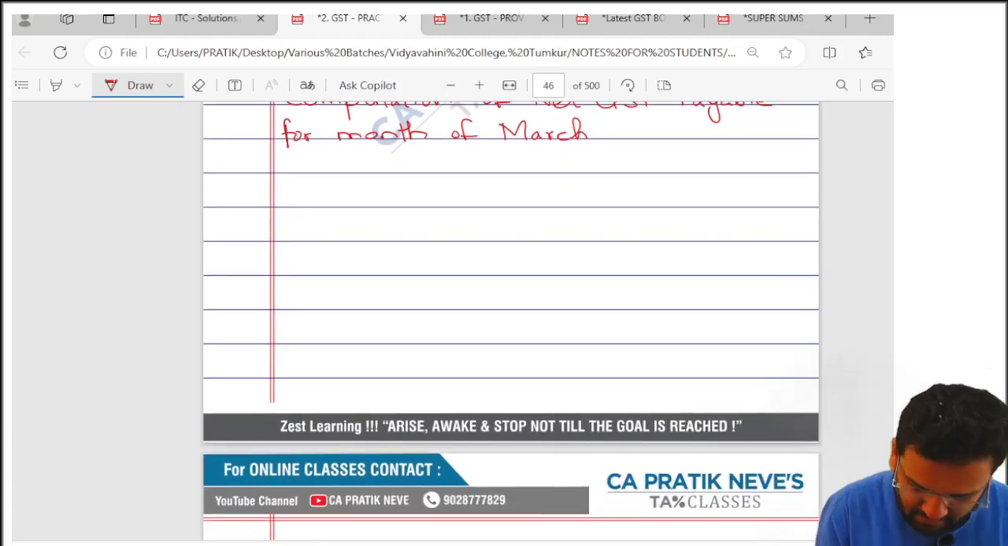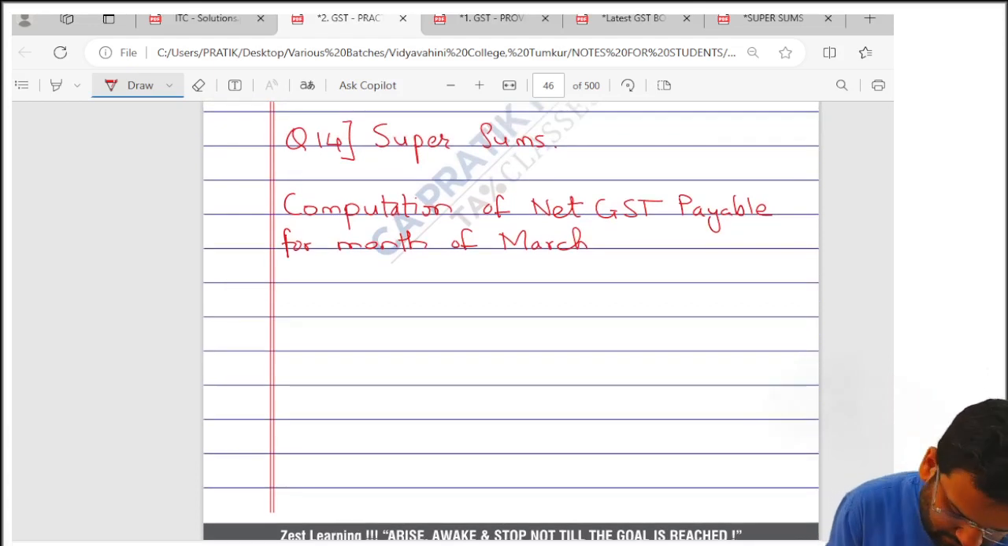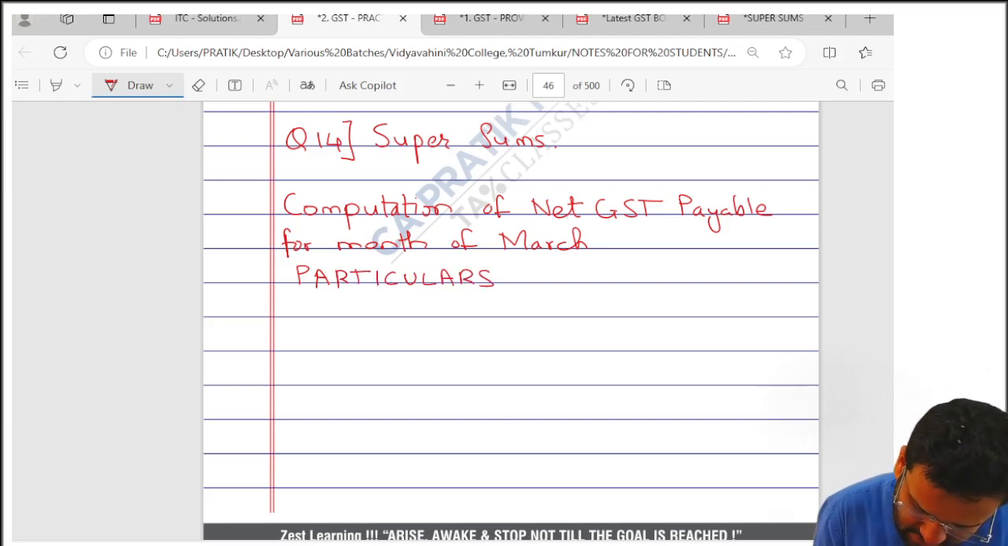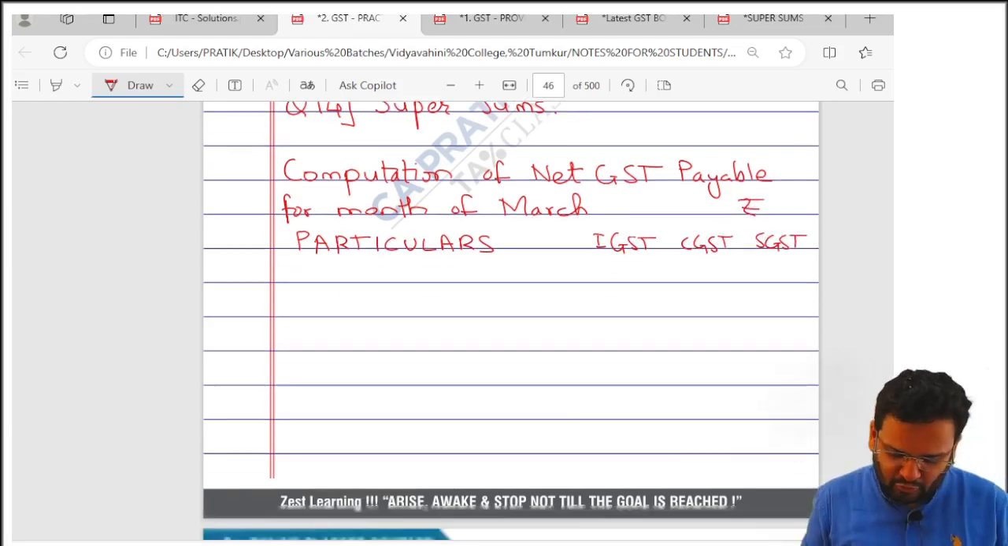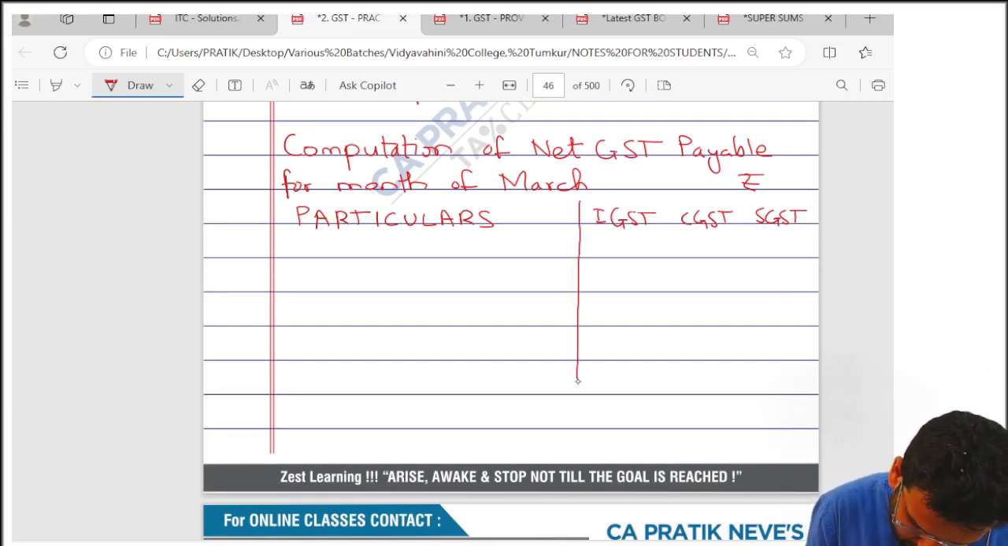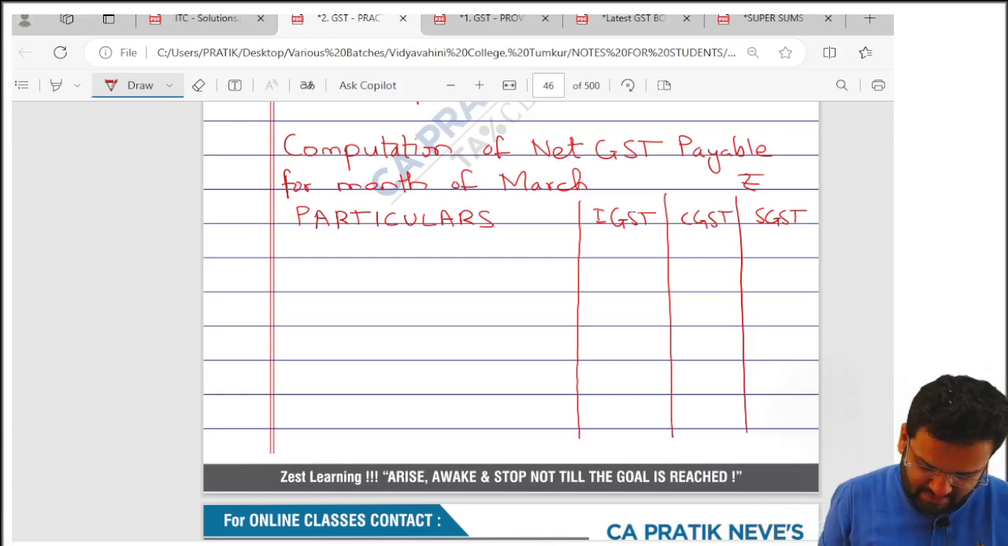Is any year given? Let it be. Particulars: IGST, CGST and SGST. Figures in rupees. Tell me what are the output taxes?